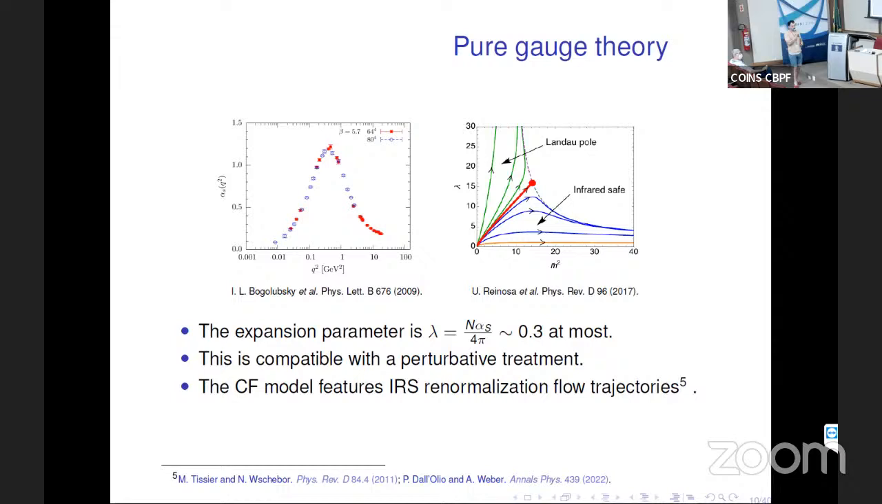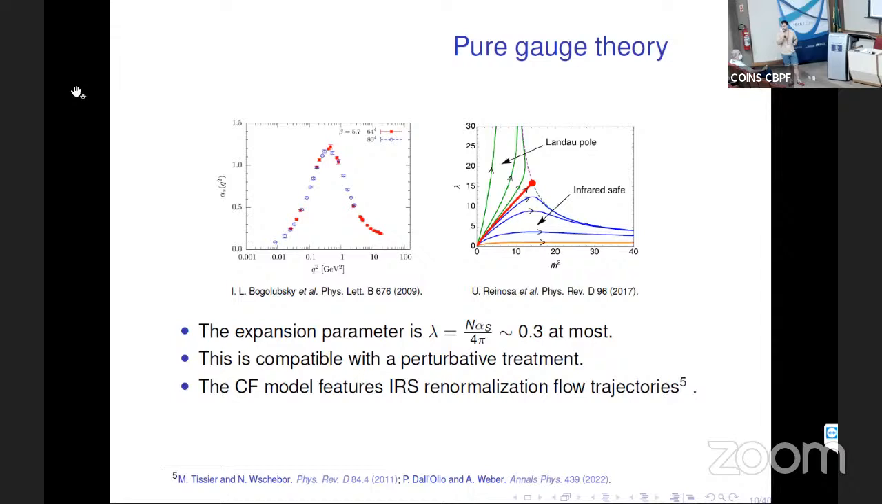In addition, the Curci-Ferrari model features infrared-safe renormalization flow trajectories, which are displayed here. As you can see here, we have blue trajectories, which are infrared-safe. This is to say they are Landau-pole free, right? And moreover, we can find among these blue trajectories certain trajectories, for instance this one here in orange, in which the expansion parameter remains small for the whole range of momenta. So this is compatible with perturbation theory, right?